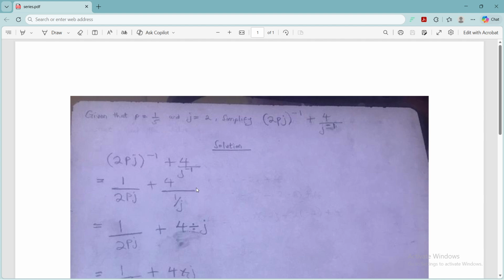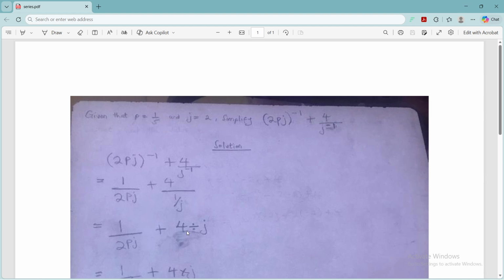4 divided by 1 over j, representing the fraction 4 over j^-1, right? So in simplifying, we have the fraction 1 over 2pj plus 4, and 4, because 4 divided by 1 would give you 4. Any number divided by 1 will give you the number, right?